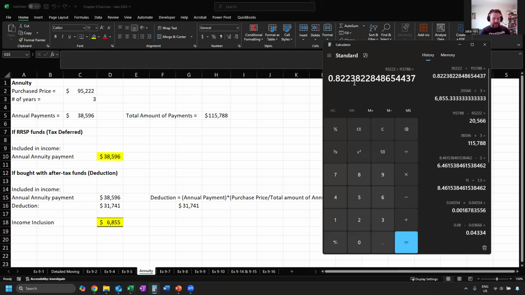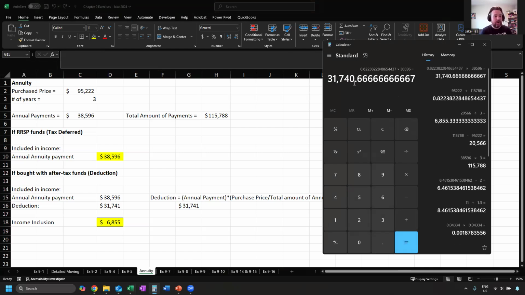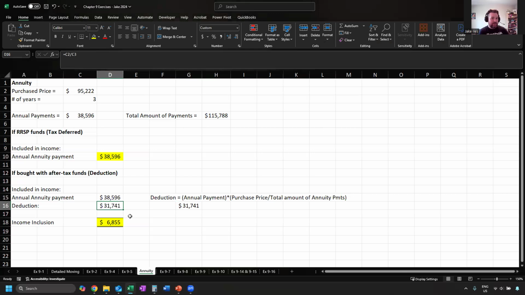So I received a payment of 38,596. It's expected that of that 38,000, 31,740 was principal portion. It's a non-taxable amount. So I get to deduct that amount from the income received, leaving me with that 6,855. That's 1 year's worth of income from my annuity.